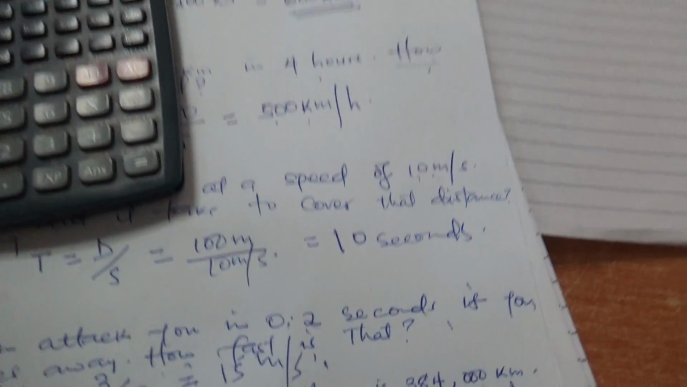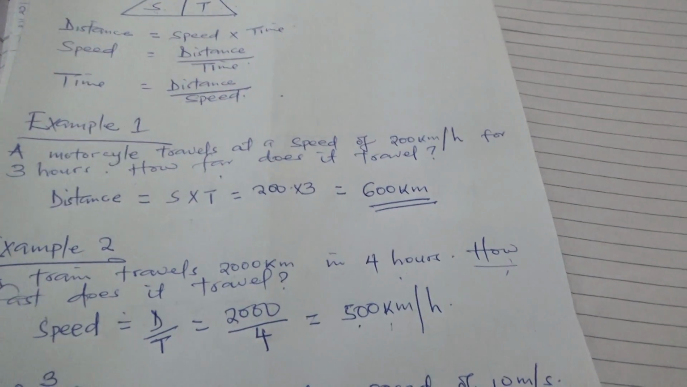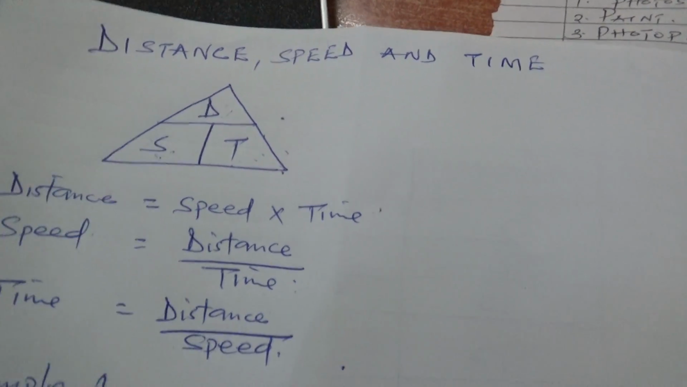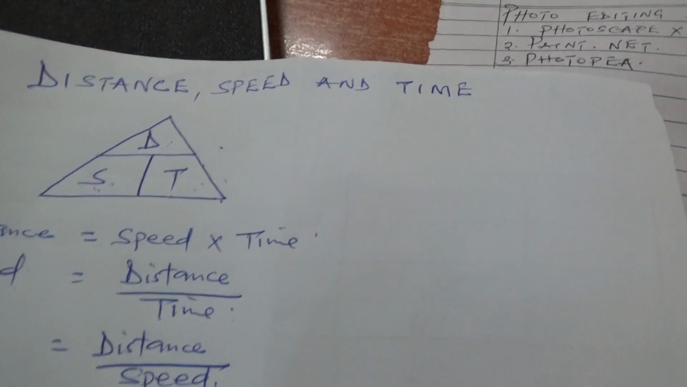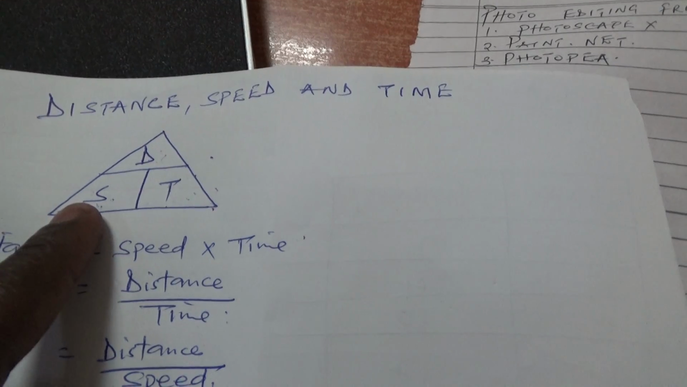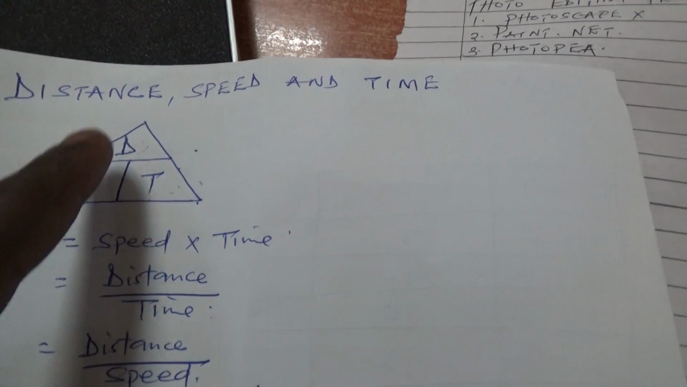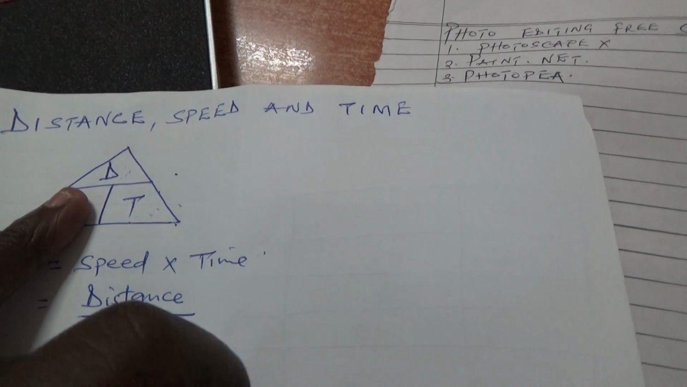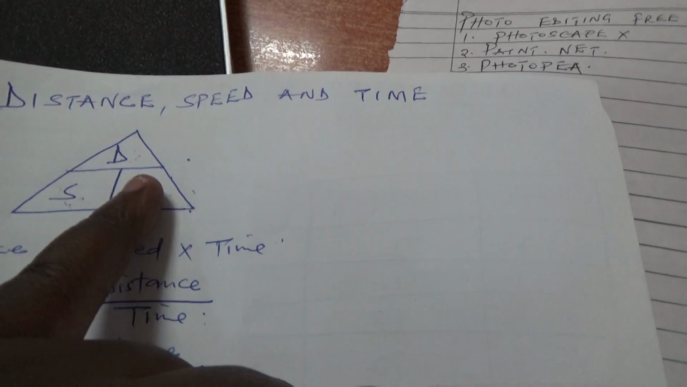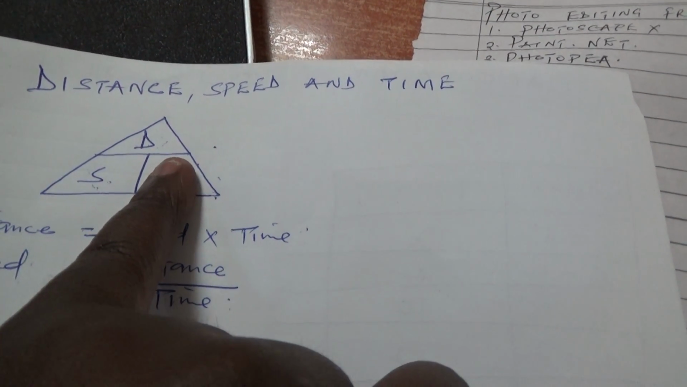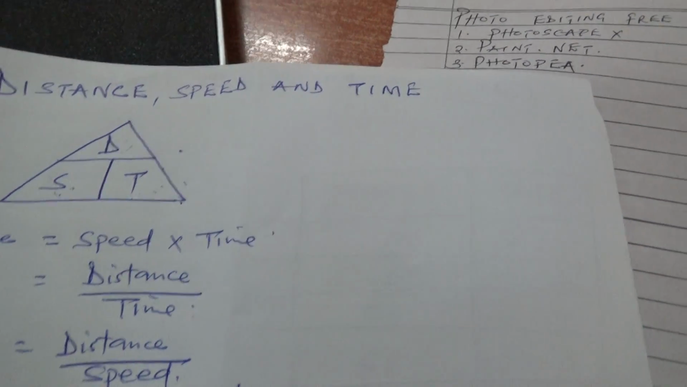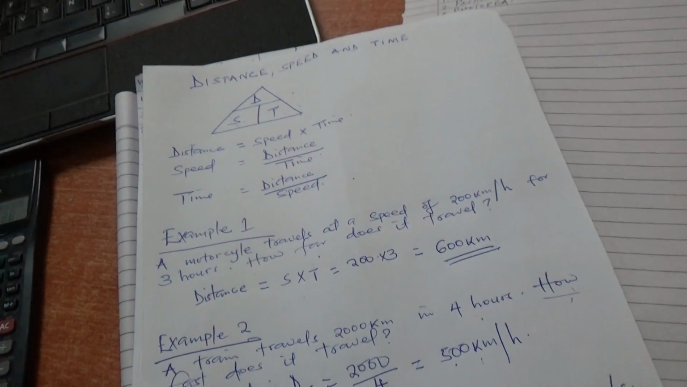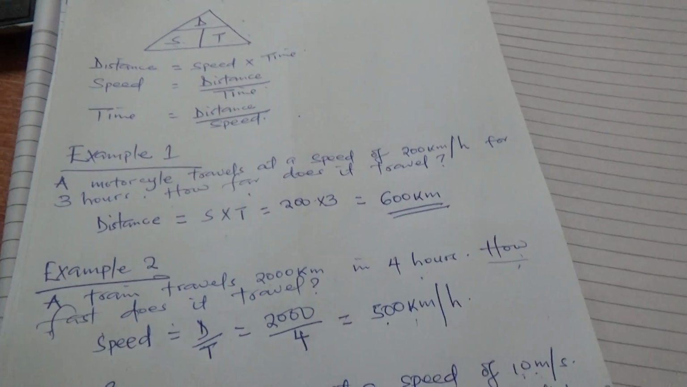So generally that is how you have to know the relationship between distance, speed, and time. And you have to always know that in the DST triangle, the D is on top, S and T are at the same level. So if you want to find the distance, you multiply S and T. If you want to find the speed, you divide D by T. If you want to find time, you divide the distance by speed. That is the relationship, and that is how speed, distance, and time are related.